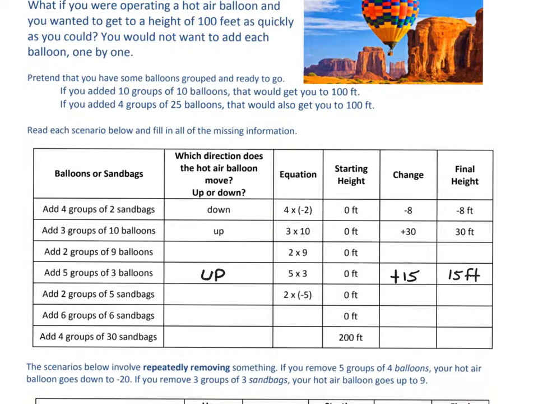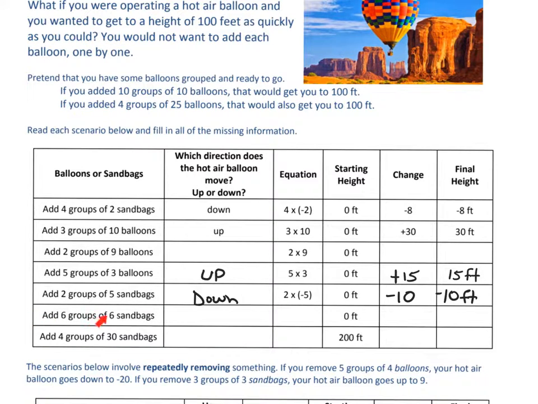This one's going to be adding sandbags. So if we add 2 groups of 5 sandbags, well, sandbags are negative. So 2 groups of 5 sandbags should move us down. And the expression for that would be 2 groups times negative 5. If we start at 0, we go down to negative 10, and that would be negative 10 feet. So sandbags will take us down, balloons will take us up. Let's do one more example here.